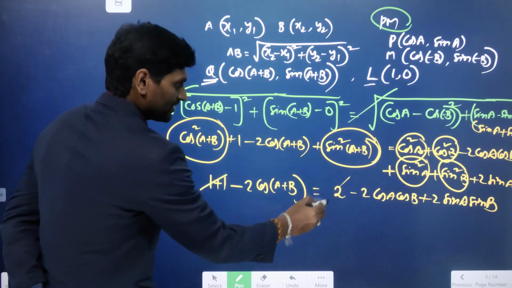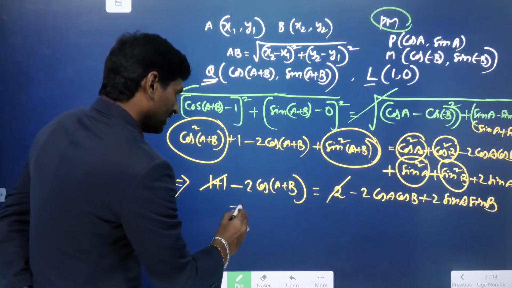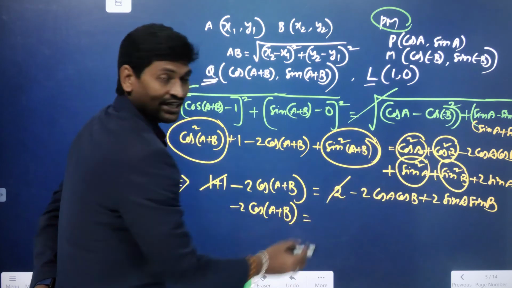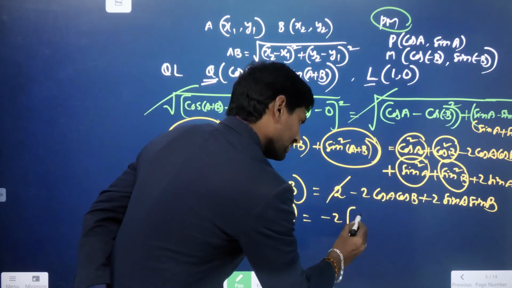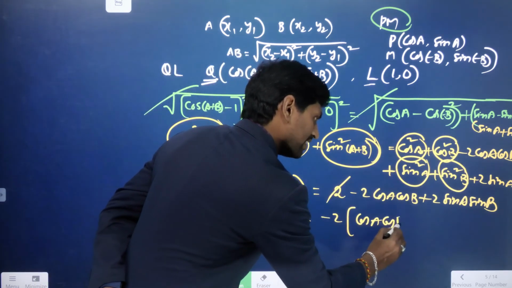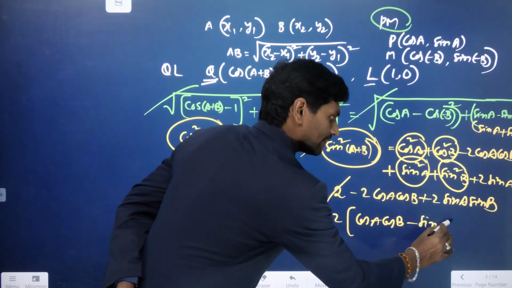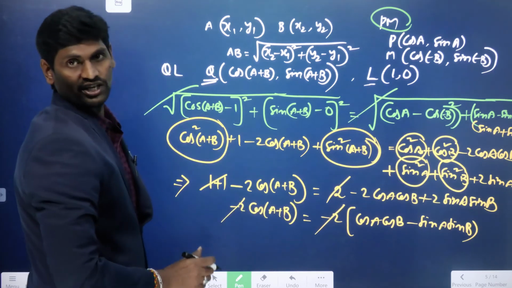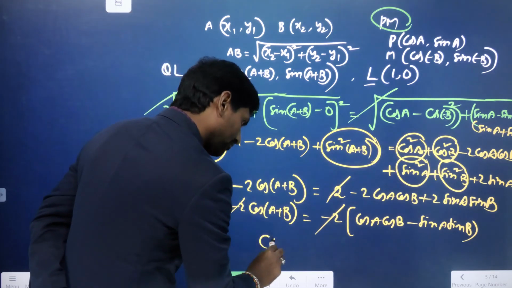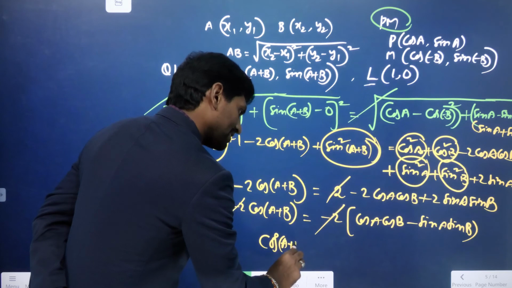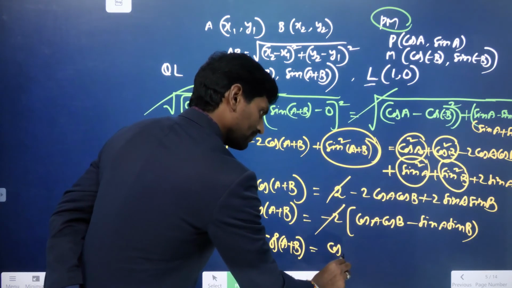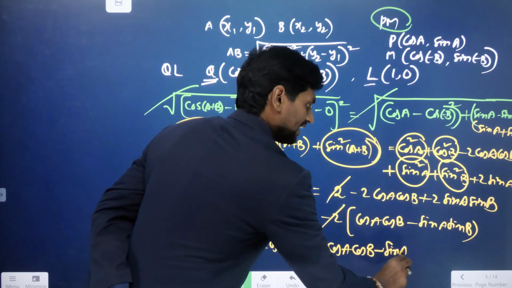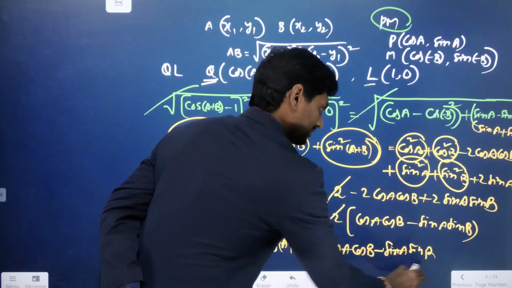Left side 2, right side 2, cancel. Here minus 2 cos(a plus b) equals, taking minus 2 as a common term, cos a cos b minus sin a sin b. Minus 2 cancels on both sides. This is the compound angle formula for cos(a plus b), one of the important formulas: cos(a plus b) equals cos a cos b minus sin a sin b.